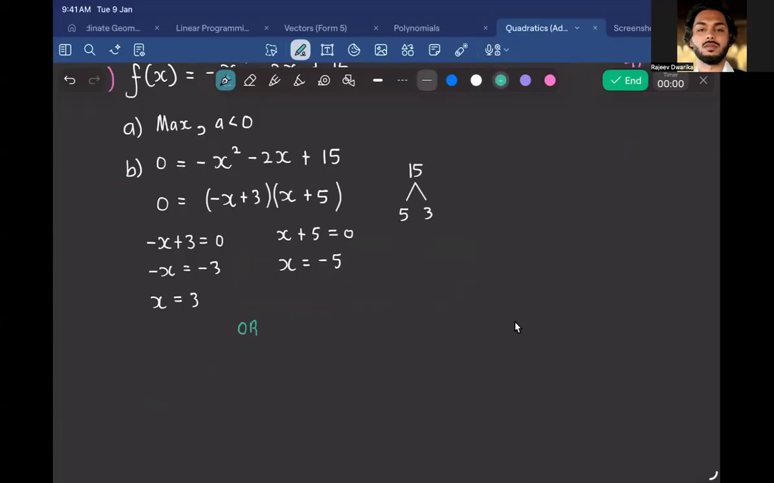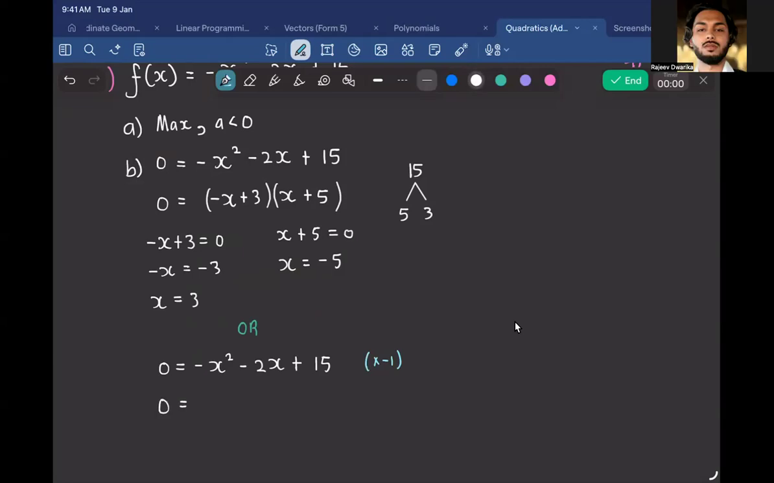Right, so that's one way you could do it. Another way you could do it is like this. If we have 0 is equal to negative x squared minus 2x plus 15, we are allowed to multiply both sides throughout by minus 1. Now, Avinash, if I do that, tell me what I'm going to end up with. What is 0 by minus 1? 0. Right? So I'll end up with 0.